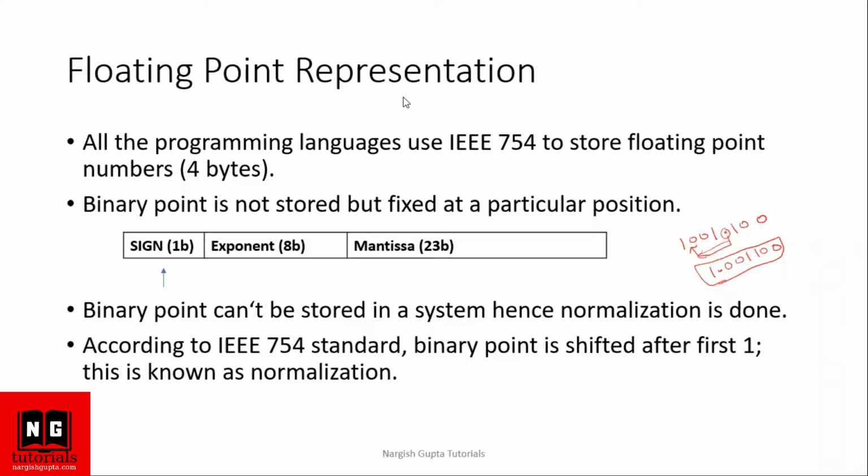The next point says that the binary point is not stored but fixed at a particular position. It means in the fixed point representation, suppose the number had 4 integer bits and 3 decimal bits, we needed to store the position of this decimal point also, but here we will not store it as it is already fixed. And here normalization is also done, so we'll see with an example how we do the normalization in the floating point representation.